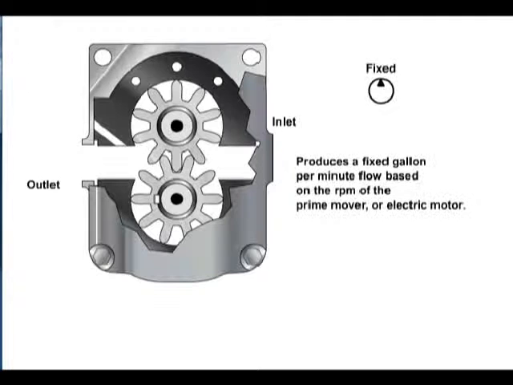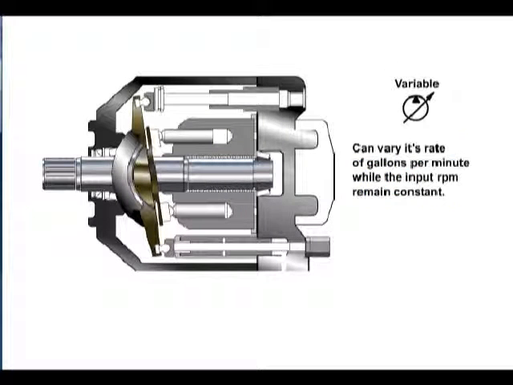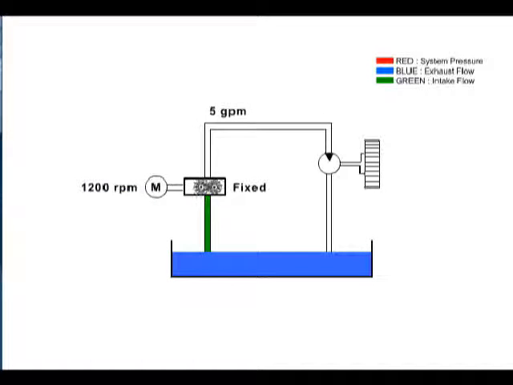There are two types of positive displacement hydraulic pumps: a fixed pump, which produces a fixed gallon per minute flow based on the RPM of the prime mover or electric motor, and a variable pump, which can vary its rate of gallons per minute while the input RPMs remain constant. Although displacement is typically measured in volume displaced per revolution, output is measured in gallons per minute or GPM. In this example, a motor turning at 1200 RPM is driving a fixed displacement gear pump, producing 5 gallons per minute flow. The GPM can be changed if the RPM of the motor changes.